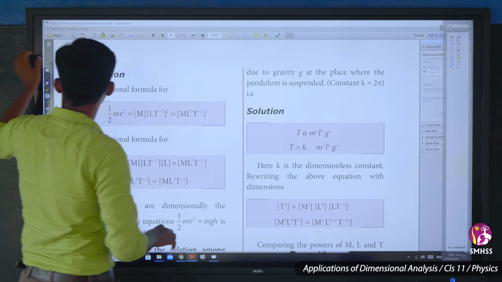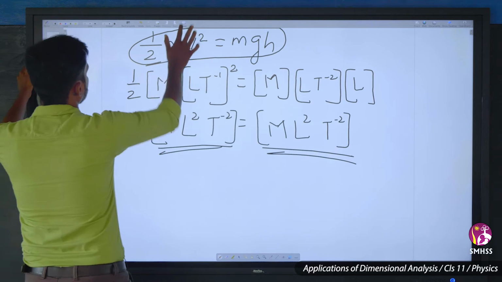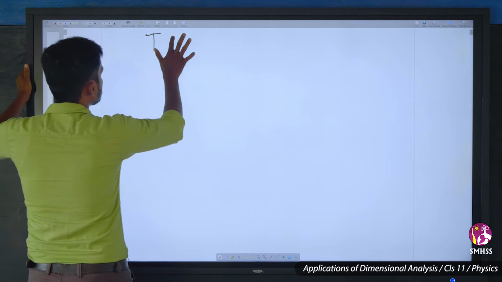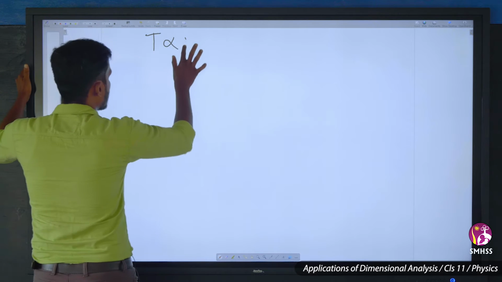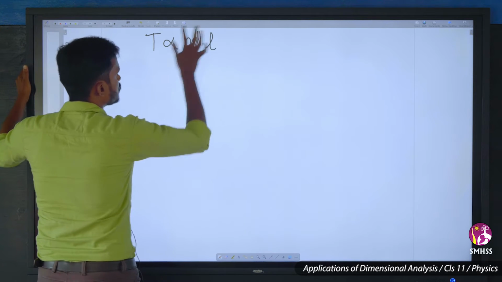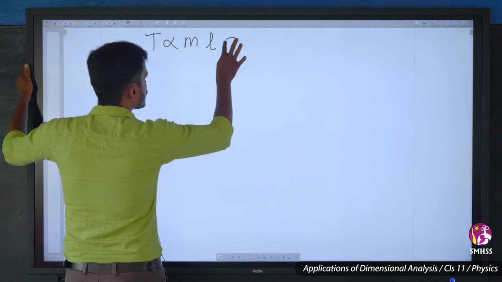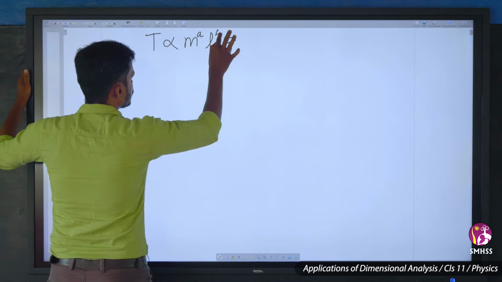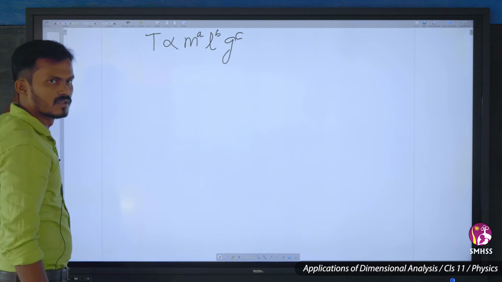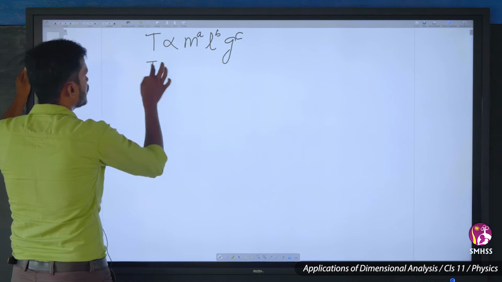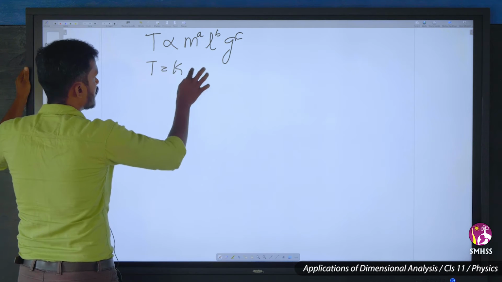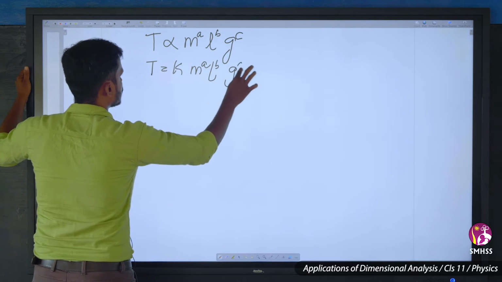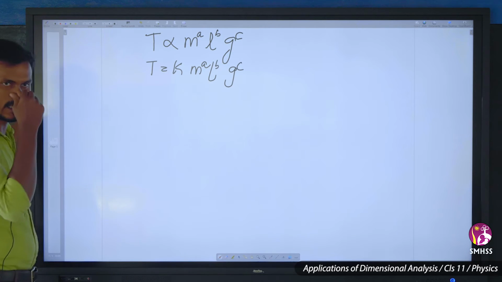So, first step will be, time period T depends upon, so directly proportional to mass, length, and then acceleration due to gravity. So, powers we will write as a, b, c. To remove this proportionality we add constant k, that is T is equal to k m^a L^b g^c.